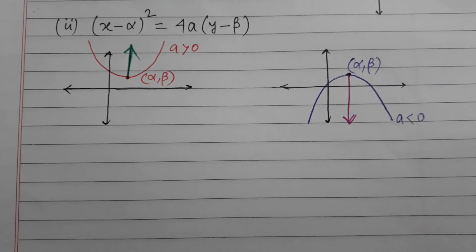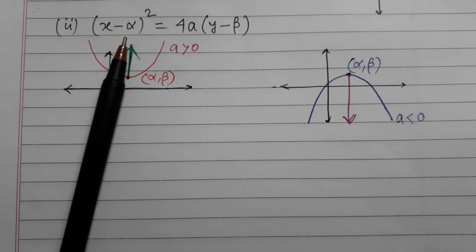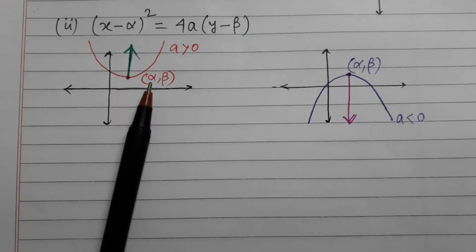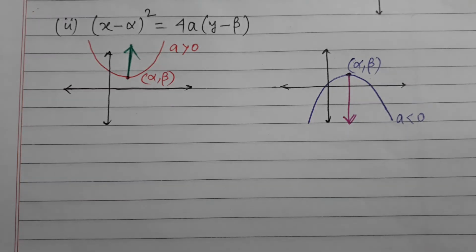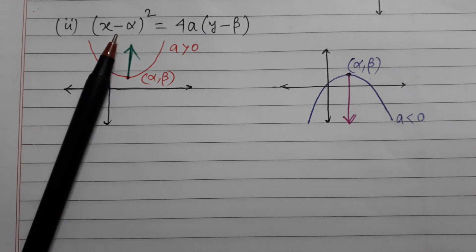Now these are the graphs. If a is greater than 0, then the first one is called the upward parabola, and if a is less than 0, then this parabola is called the downward parabola, but the vertex will still be the same, that is (α, β). Since x − α, the x coordinate will be α. Since y − β, the y coordinate will be β. And in both cases, the axis will be parallel to the y-axis. Now the question is, if it is x + α, then what will be the change in the coordinate of the vertex?